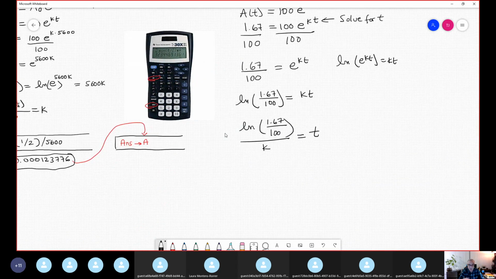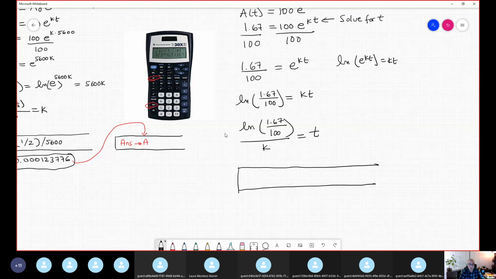Okay, I clear everything. This is my display now, totally clear. Now I press one more time the key LN. LN of what? Of 1.67 divided by 100. Close the parentheses. Guys, this is important. The parenthesis is super important in the logarithm, right? Because it indicates exactly what the argument inside the bracket is. Divided by K. But K in our problem is actually A.